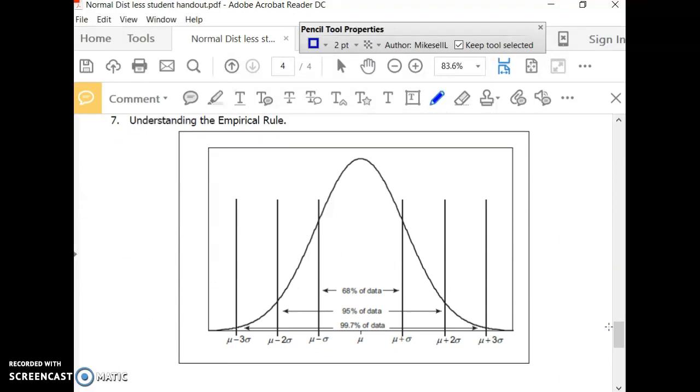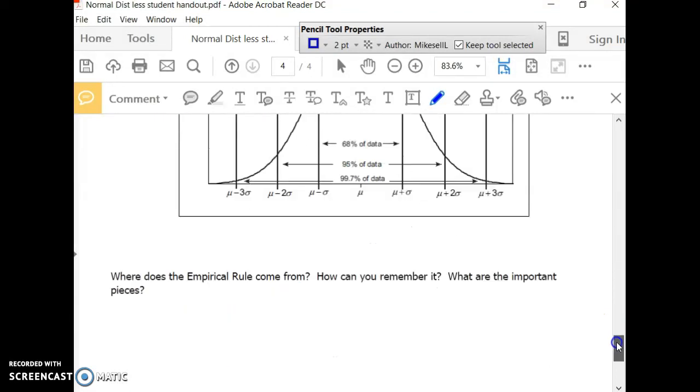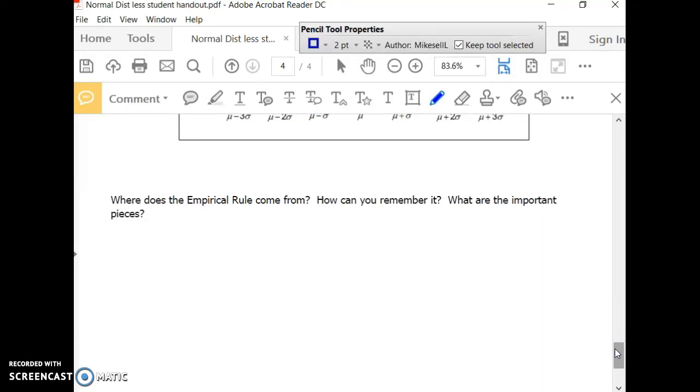The wrap up's just basically talking about the empirical rule, tying what they did with their table to what's happening with the empirical rule, 1, 2, 3 standard deviations out. And the best thing you can do is make them think through, where does it come from? How can you remember it? What are the important pieces to remember for this lesson?